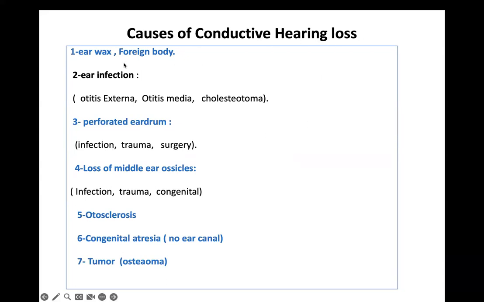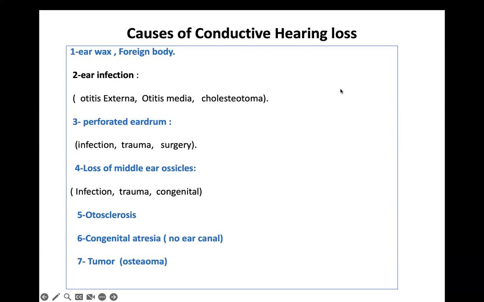So for conductive hearing loss, you have earwax, which is probably the most common cause. It is actually the most common cause of conductive hearing loss. It's when you have lots of wax in your ear that it basically clogs your ear. Or foreign body, lots of kids can put small objects in their ear. Ear infection is a common cause of conductive hearing loss, either due to otitis externa or media or cholesteatoma.